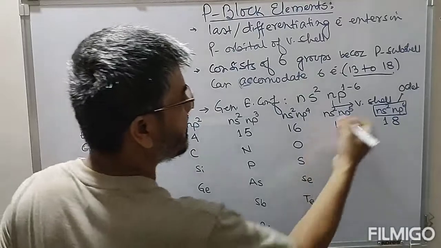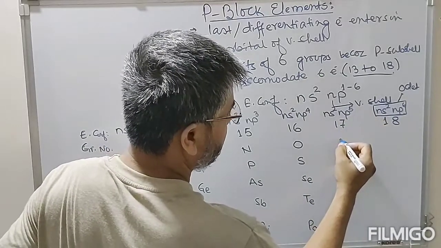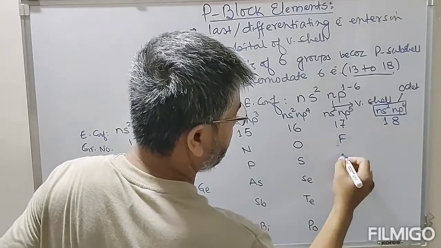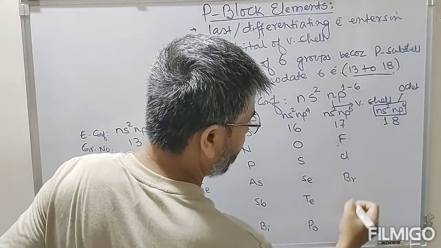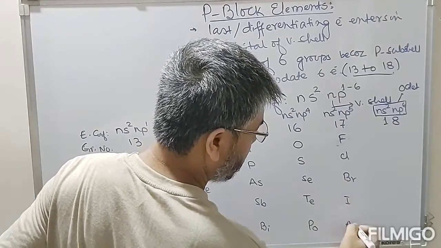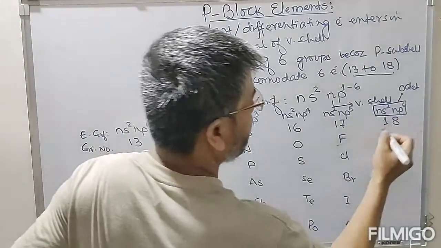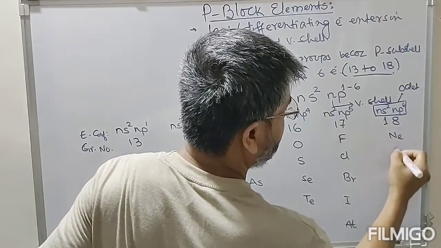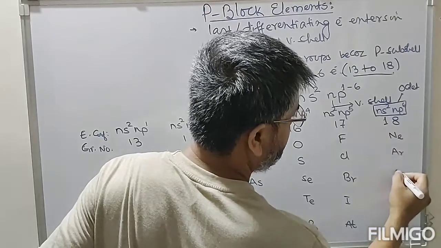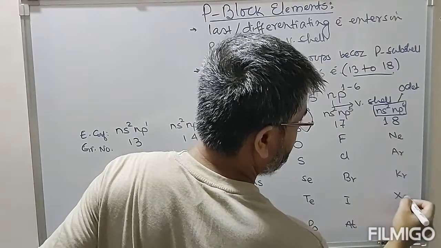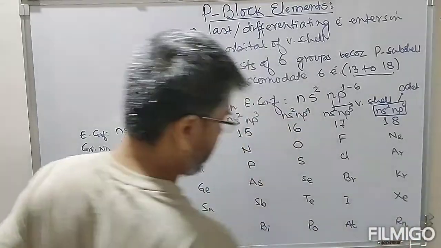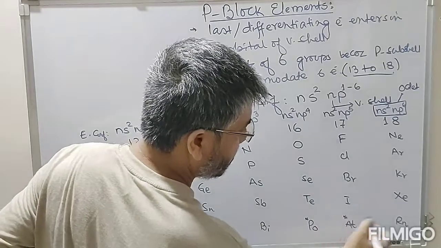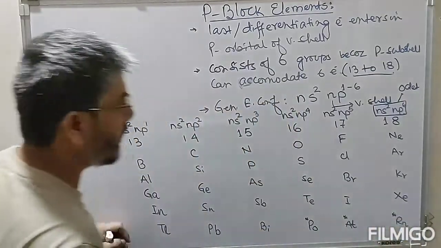polonium. 17, halogen family. We have fluorine, chlorine, bromine, iodine and astatine. Group 18, noble gas. We have helium, neon, argon, krypton, xenon and the last one is radon. So these elements polonium, astatine, radon, these are radioactive.